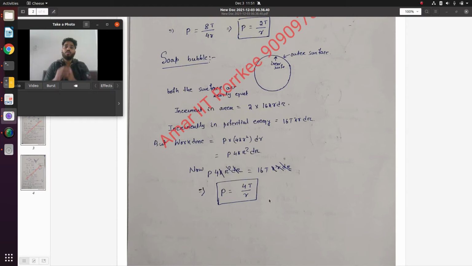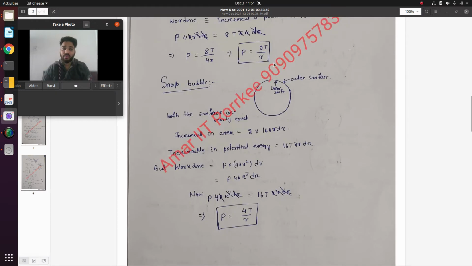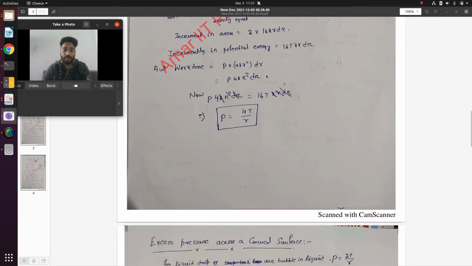A soap bubble is a two-surface problem where the inner and outer surfaces expand, and the excess pressure is equal to 4 T by r. For a liquid drop or an air bubble inside a liquid, a single surface is in contact with air and the single surface expands. For that case, pressure is equal to 2T by r. So these two are very simple questions. Maybe we will see them in some exams.